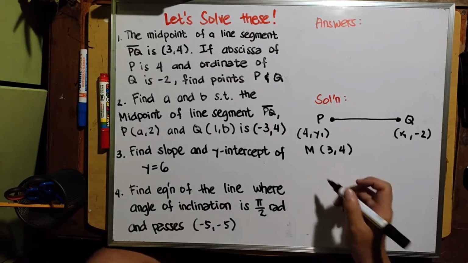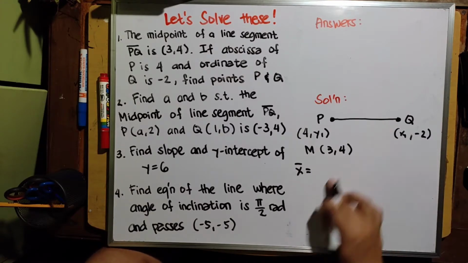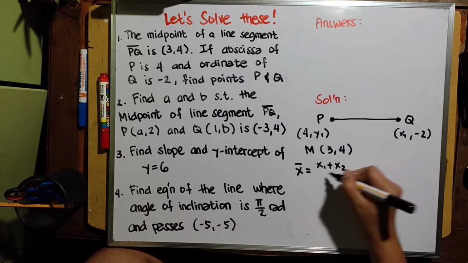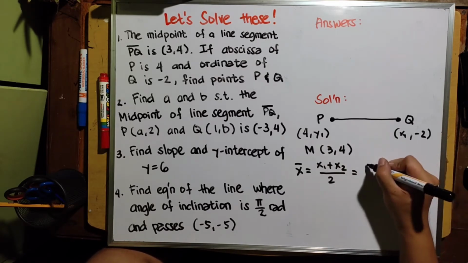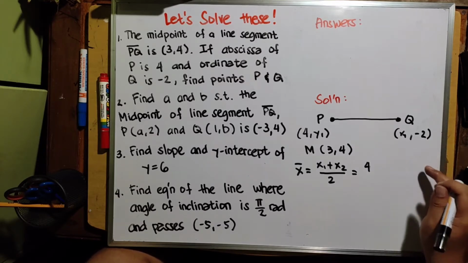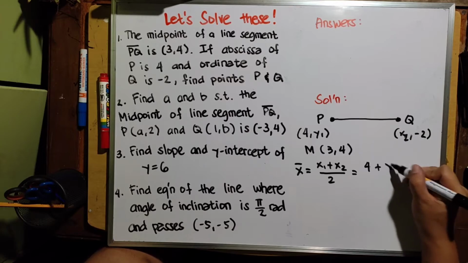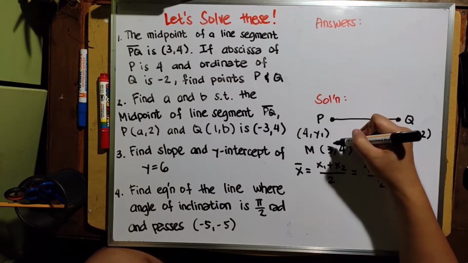So for our solution for that, the formula for x bar is x1 plus x2 over 2, where x sub 1 is 4 and x sub 2 is unknown. So let's find x sub 2: 4 plus x sub 2 over 2 is equal to 3.